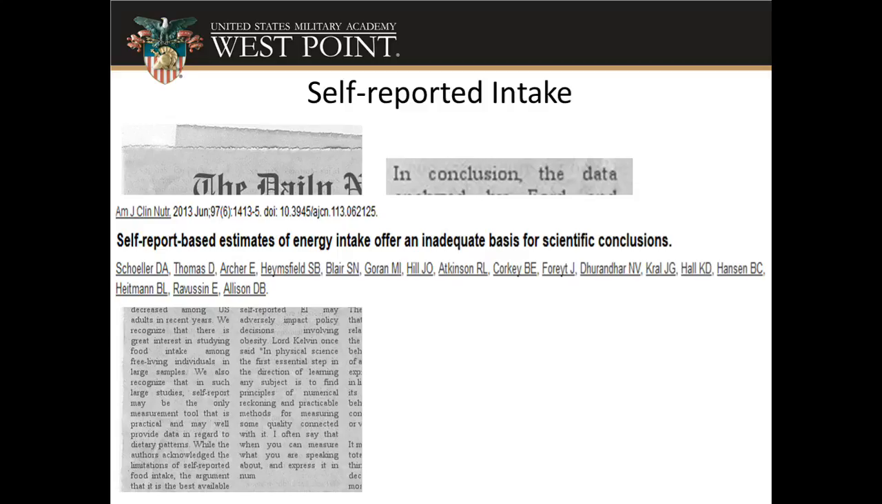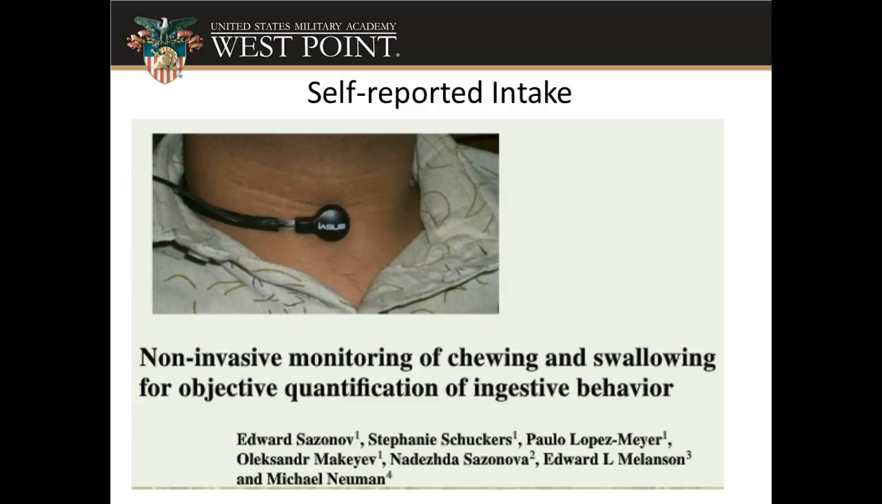It tells you what someone believes they're eating, or what they want you to know they're eating, but it doesn't give you that measurement quality that you would get in a physics lab. If I haven't convinced you yet, this is one of my favorite pictures.